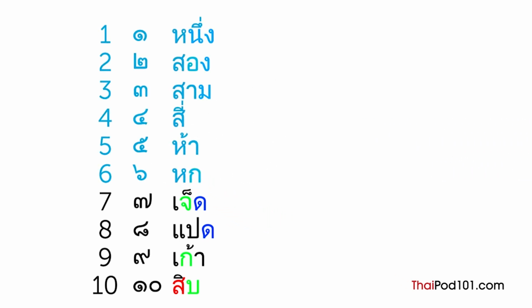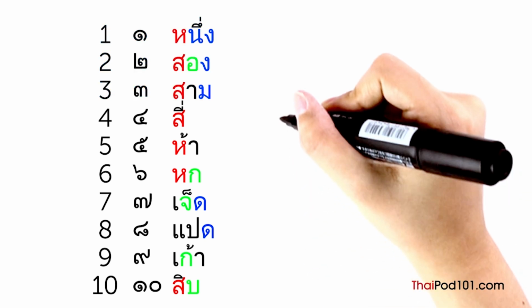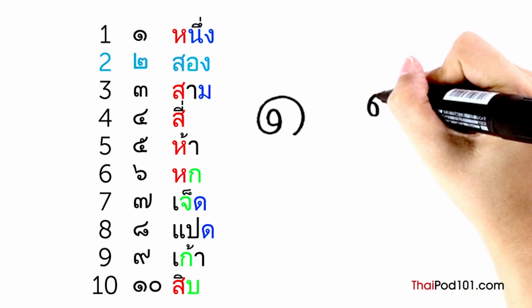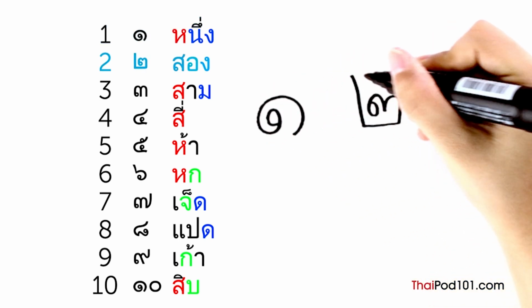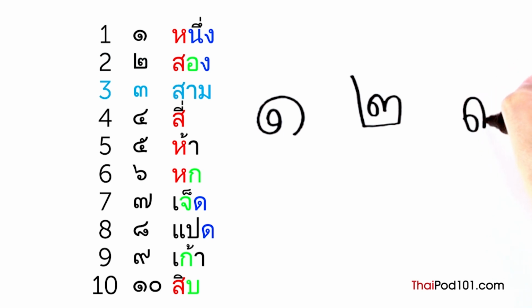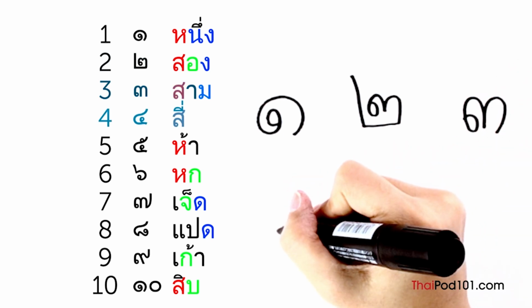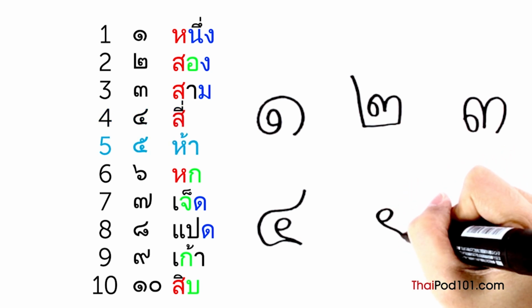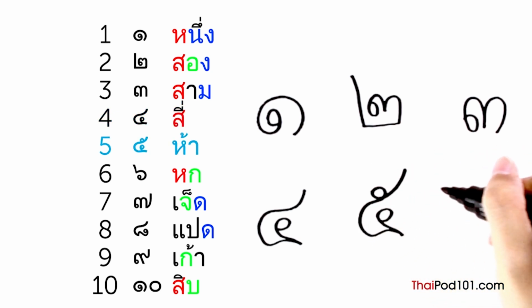Let's try all the numbers up to 6, starting from the 3 we learned in the previous lesson. Here we go. 1, 2, 3, 4, 5, 6.